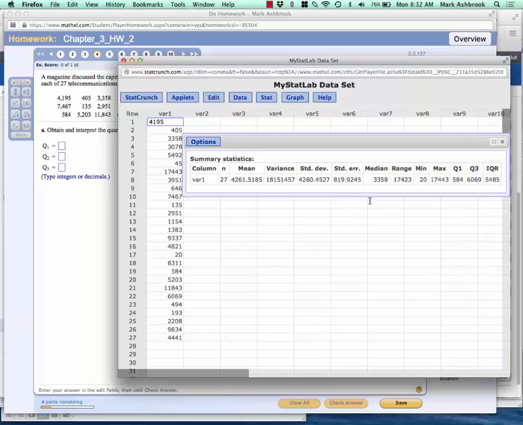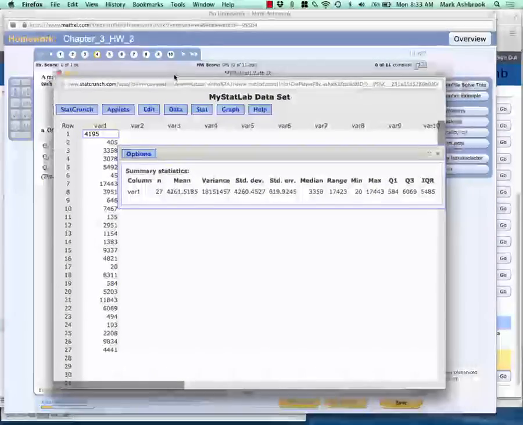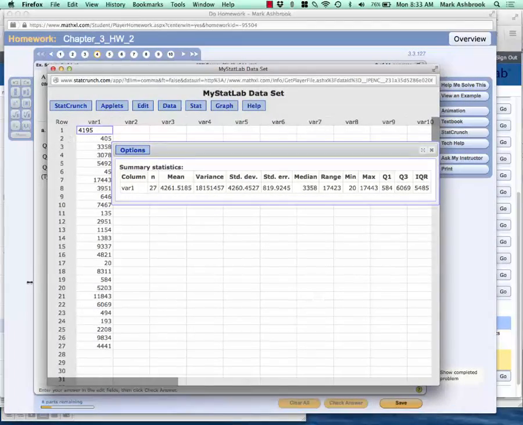So, median 3358, min 20, max 17,443. Lower Q1 584, Q3 6069, interquartile range 5458. So all those numbers that we got, the 5-number summary, we can get automatically from StatCrunch. So we can put those in. But I'm going to delete this problem, though we'll use it, and I'm not going to go through and enter the answers in.